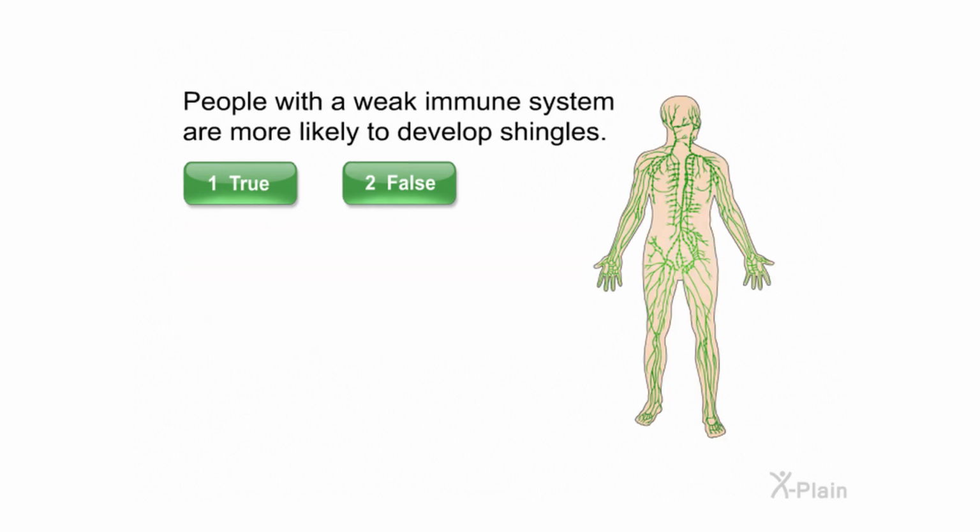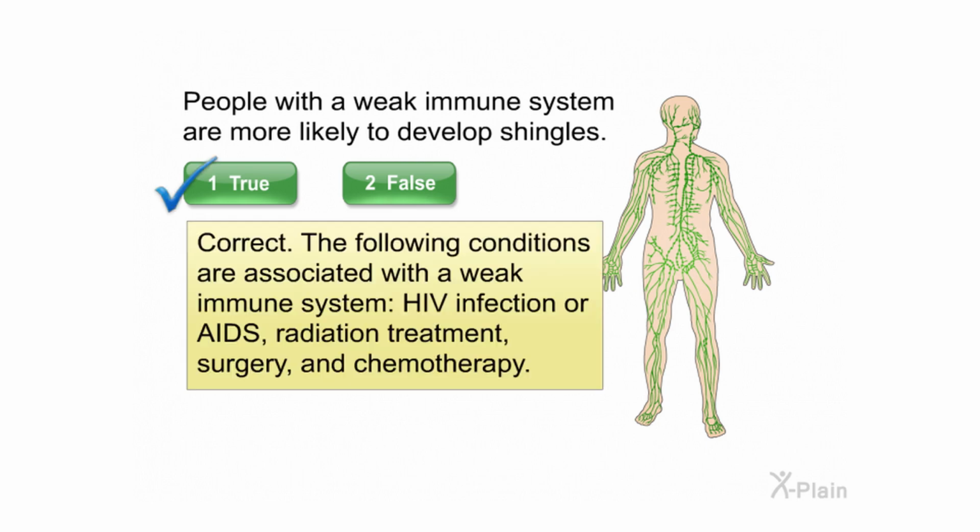People with a weak immune system are more likely to develop shingles. Select true or false. Correct. The following conditions are associated with a weak immune system: HIV infection or AIDS, radiation treatment, surgery, and chemotherapy.